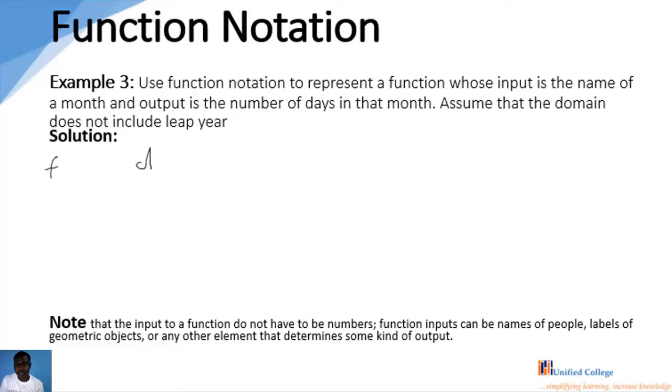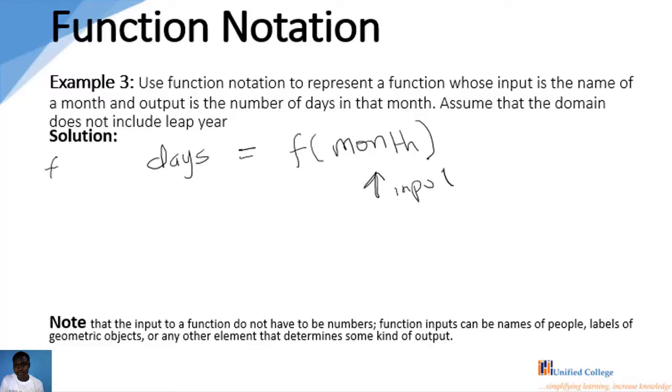Now note that the number of days in a month is a function of the name of the month. So if we name the function f, we write days equals a function of the month. The name of the month is the input. The days is the output.